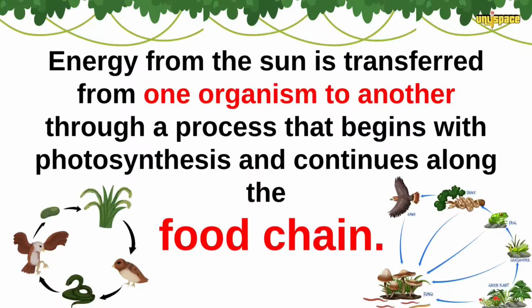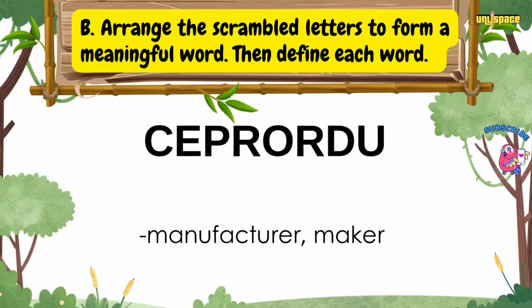Energy from the sun is transferred from one organism to another through a process that begins with photosynthesis and continues along the food chain. Now, children, let's arrange the scrambled letters to form a meaningful word. Then, define each word.